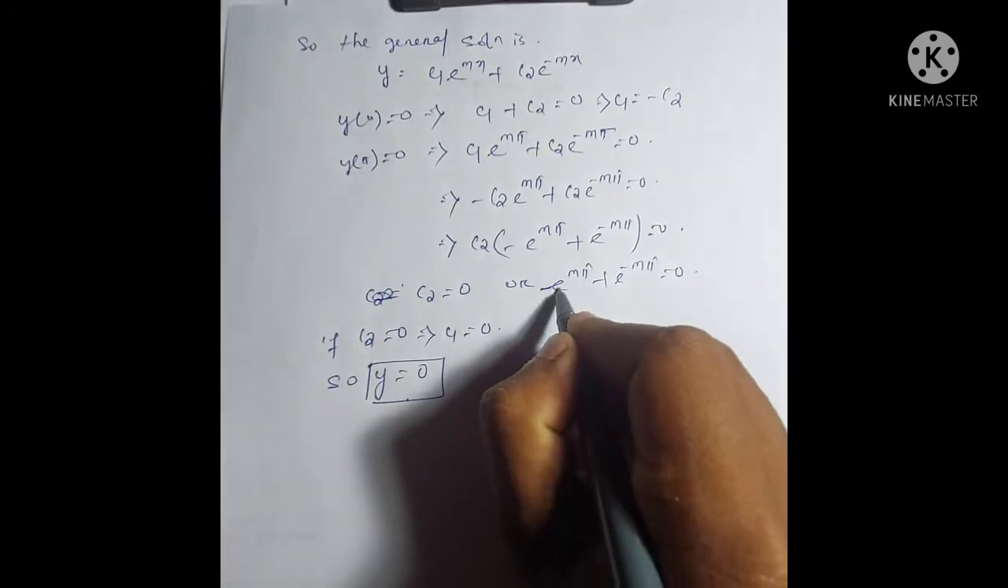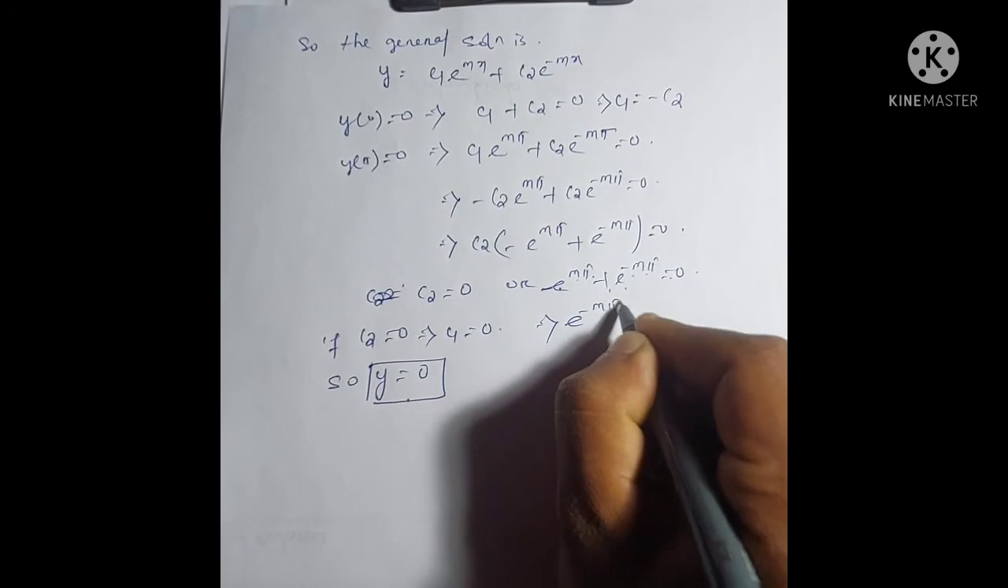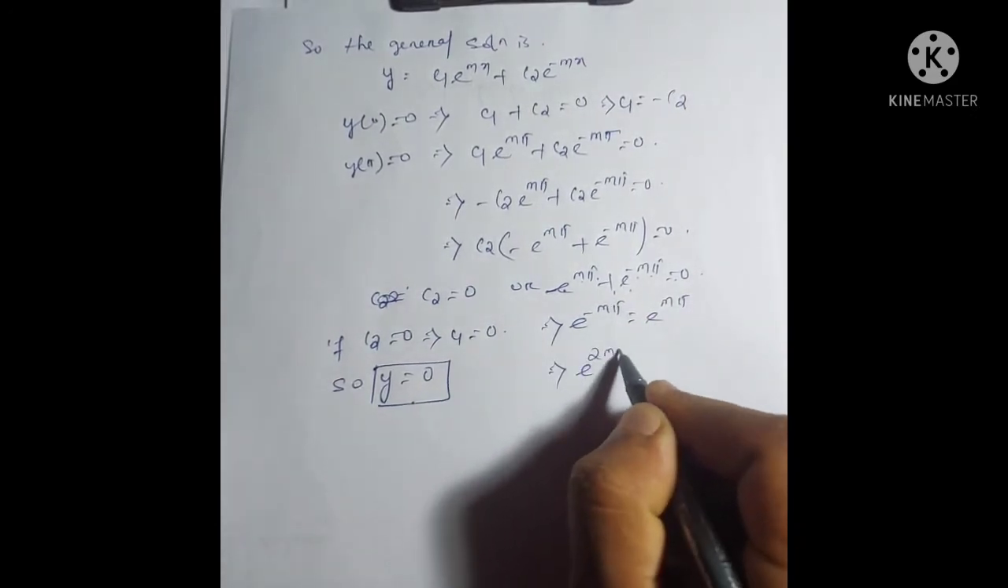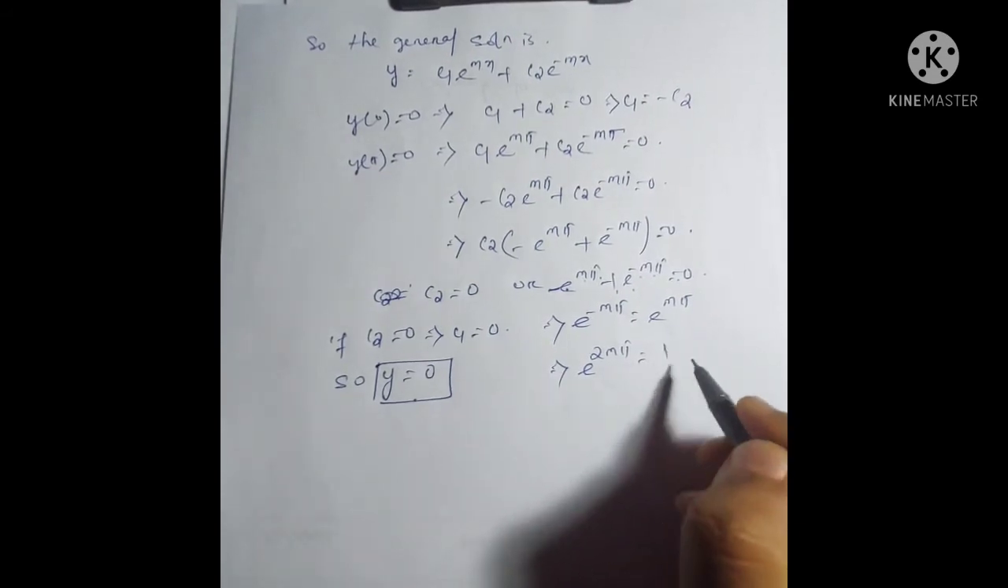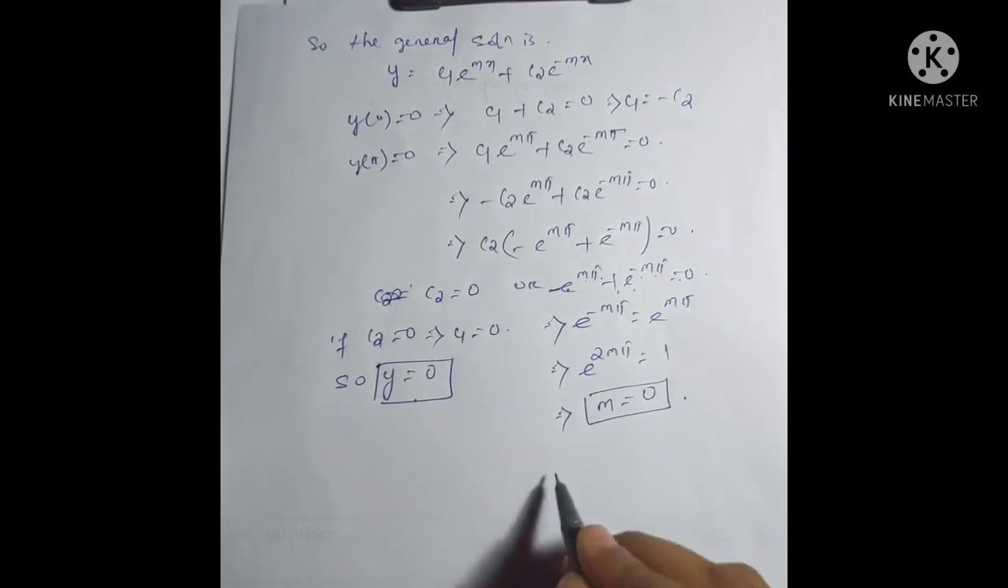Now if minus e to the power m pi plus e to the minus m pi is equal to 0, this implies that e to the power minus m pi is equal to e to the power m pi. This implies that e to the power 2 m pi is equal to 1. Now this implies that m is equal to 0.